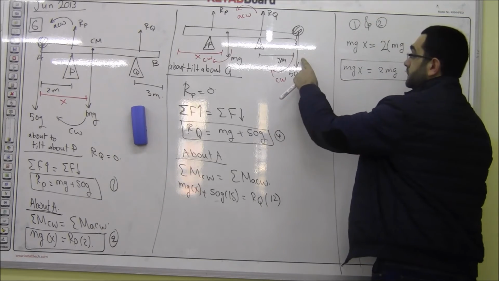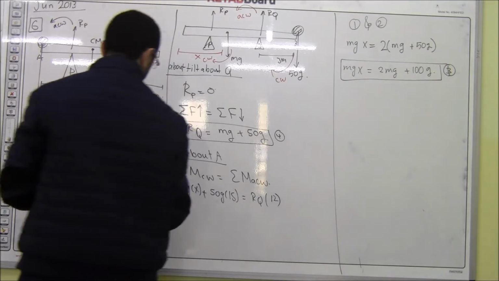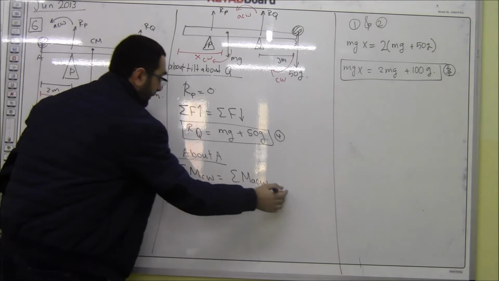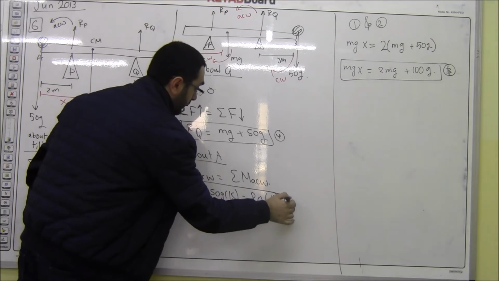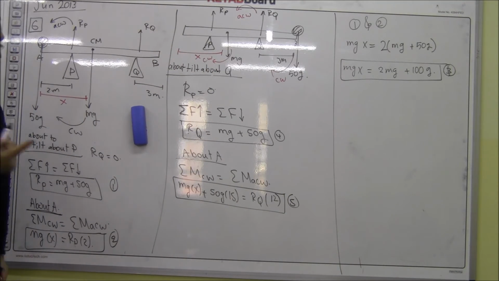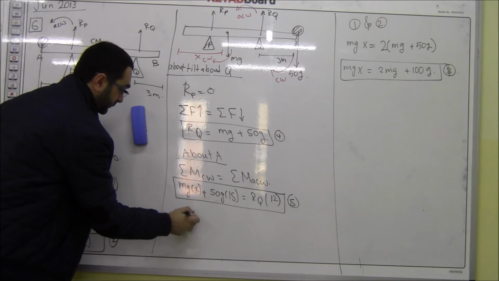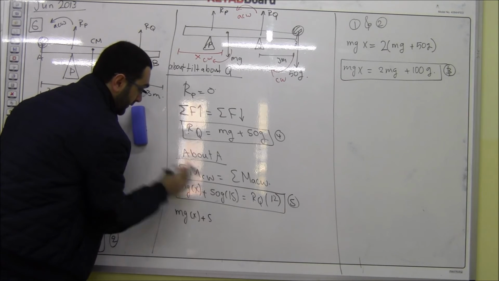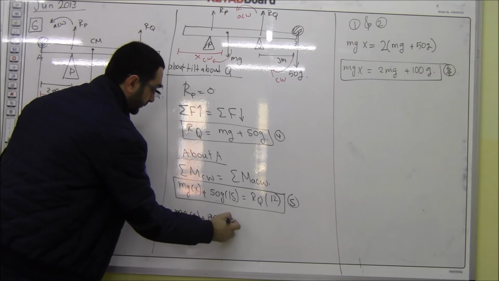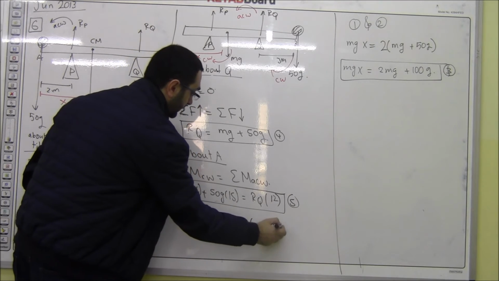Does it work? We take it about here, right? Definitely. So this becomes what? Again, I will rearrange these equations to have one equation with what? X and M. So these two equations become mgx plus 50 times 15, 750g, equals RQ times 12, where RQ is mg plus 50g.